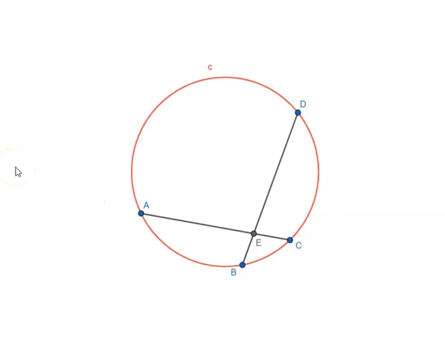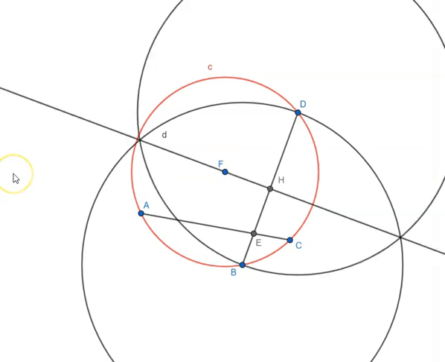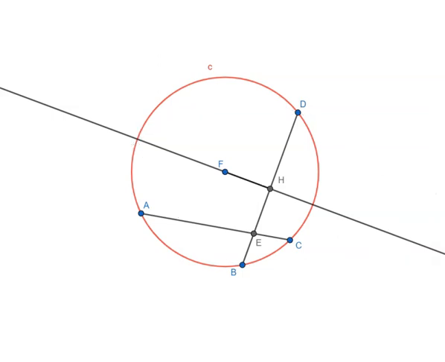We have to do a little bit of construction. So let's take the center. We know how to do that. Let's construct a line perpendicular to BD passing through F. Okay, we know how to do that. So basically we are bisecting BD, and the bisecting line will pass through the center F. Okay, so let's hide this.